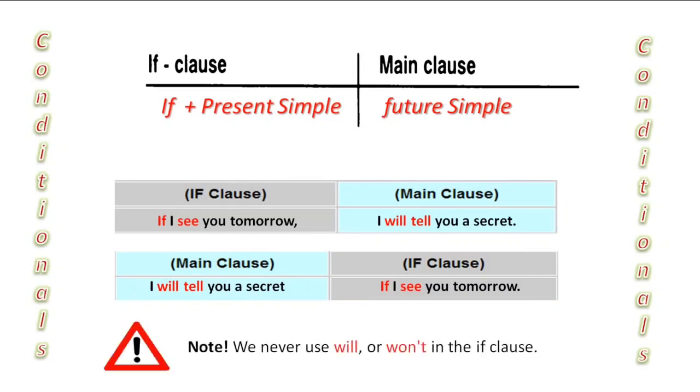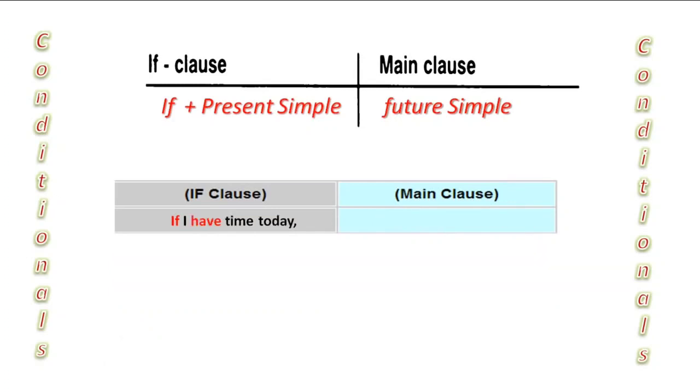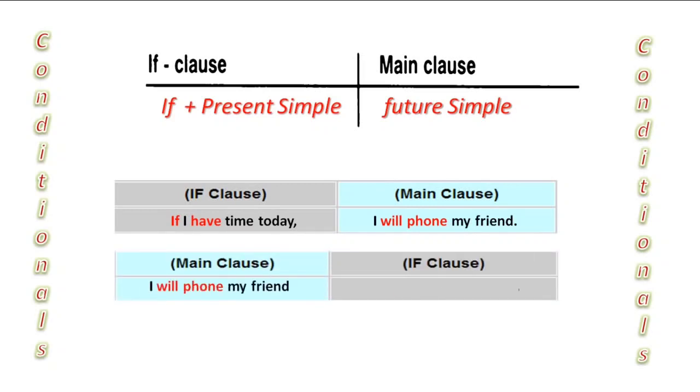Note that we never use will or won't in the if clause. I cannot say, if I will see you tomorrow. No, I cannot say that. If I have time today, I will phone my friend. Or I will phone my friend if I have time today.